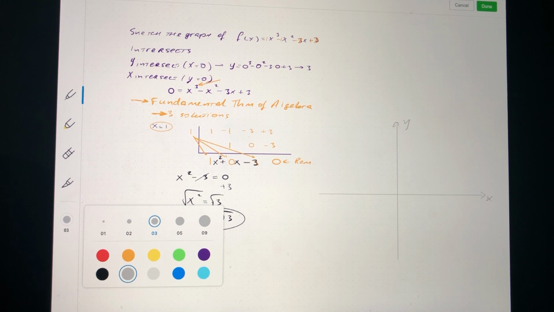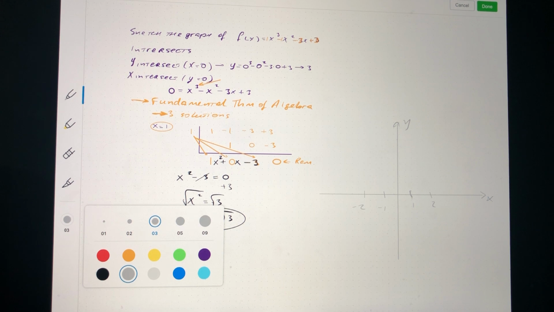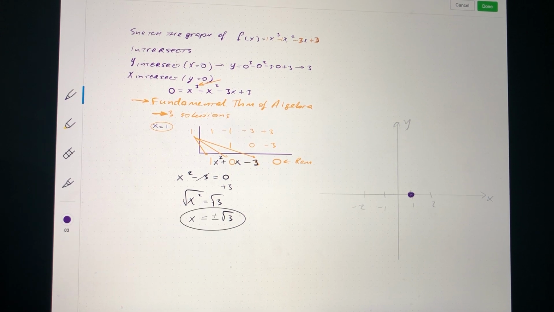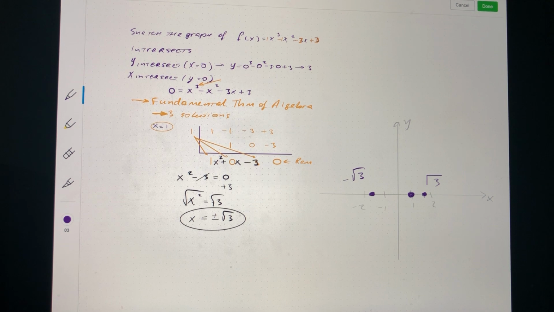So on the graph we can now mark. So let's say this is 1, this is 2, this is -1, this is -2. So the graph is going to go through 1, that's one of our intercepts, and then 1.7 is about here, that's the positive square root of 3, and then on the other side is the negative square root of 3, which is -1.7, and then the picture goes through y equals 3. So there is 1, 2, 3, so y equals 3, that's our first intercept that we found.